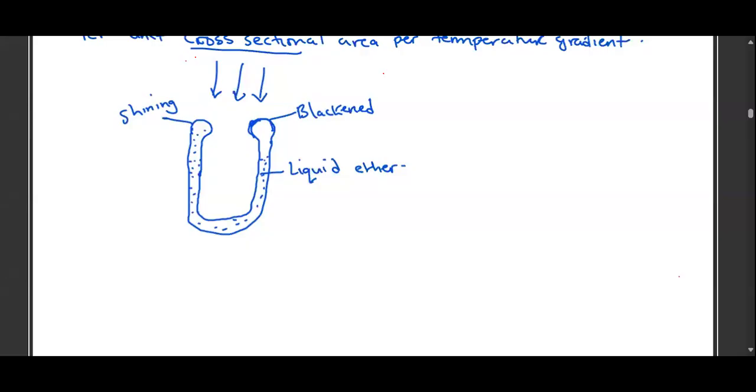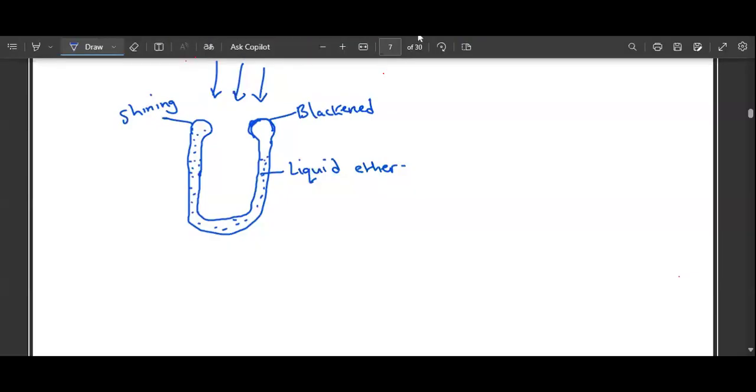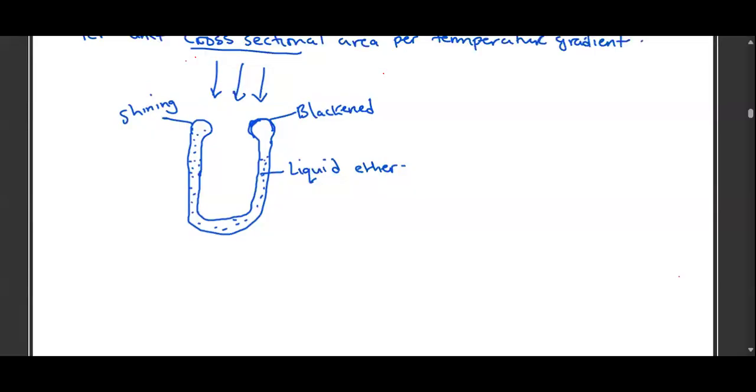On the dark side here, being dark, it absorbs radiations very fast, and the ether is going to expand, pushing it to go in the other transparent, shining side. And this confirms the detection of infrared, that is using the ether thermoscope. It is a simple experiment.